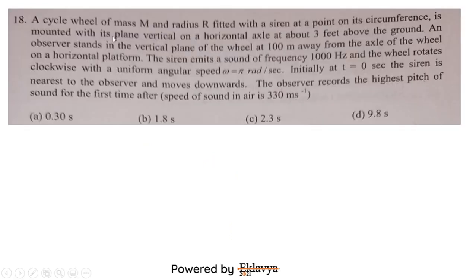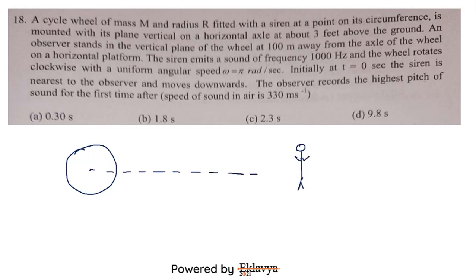So this question says a cycle wheel of mass m and radius r is fitted with a siren at a point on its circumference. So there is a wheel and there is a siren on this wheel, okay, and it is mounted on a horizontal axis about 3 feet from the ground. An observer stands in the vertical plane. So an observer stands somewhere here 100 meter away from the axle. So this distance is given to be 100 meter.